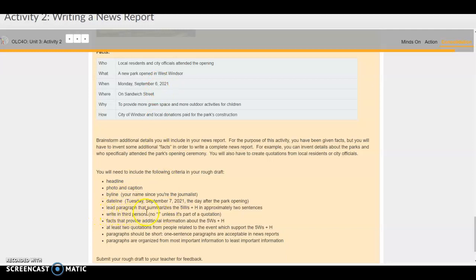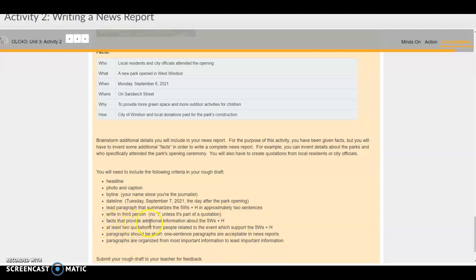You're going to have a lead paragraph where you summarize the 5 W's and H, hopefully in approximately 2 sentences. You don't want a long lead paragraph. You don't want any of your paragraphs in a news report to be long. They should be short, quick paragraphs that establish factual detail. You should write in third person, so there's no reason for using the word I unless you're writing it in a quotation, unless someone is saying that out loud and you're using that as a quote.